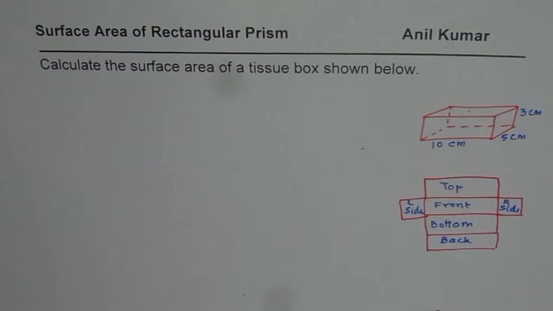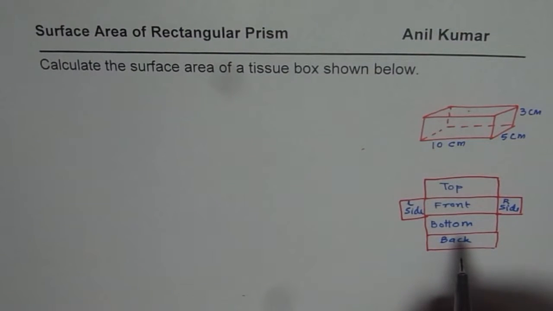So now it becomes a set of rectangles, and we can add their surface areas to get the combined surface area of our rectangular prism. So that is how you should figure it out. So I hope it is very simple now.